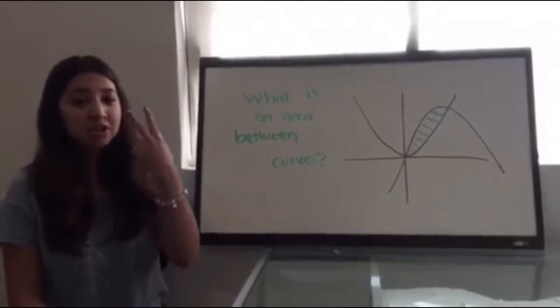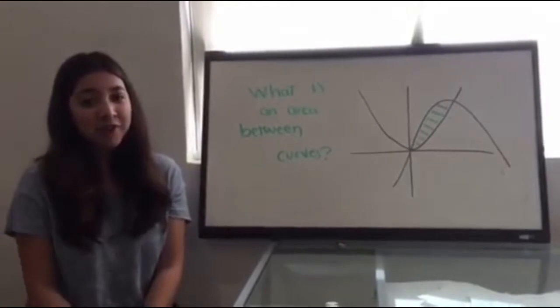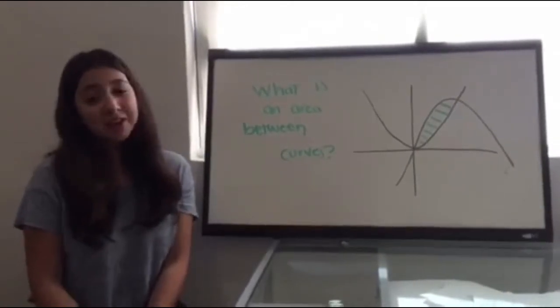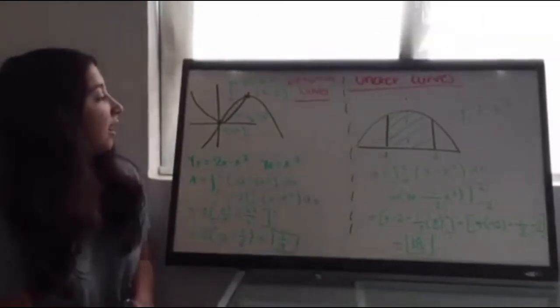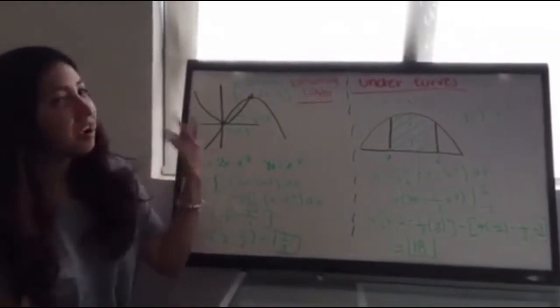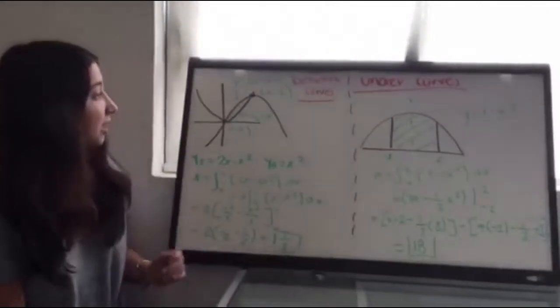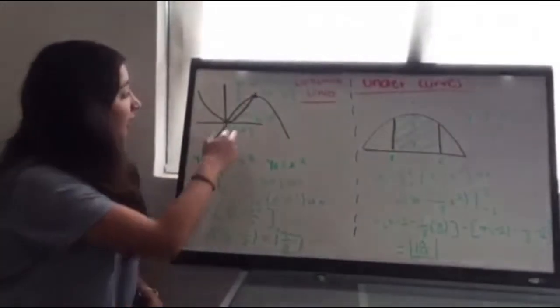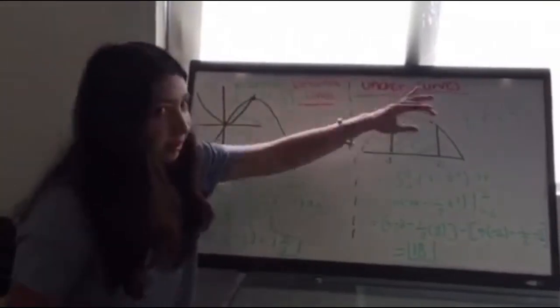You must consider two functions, y equals f of x and y equals g of x, which have to be on a continuous interval, a and b. Here is one example of an area between curves, and here is another example of area under curves. As you can see, the area we need to find in this one is this one, and the area we need to find in this one is this one.